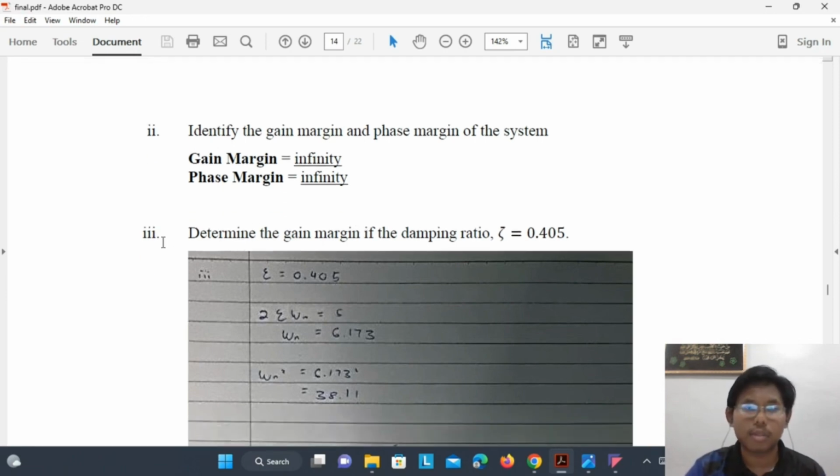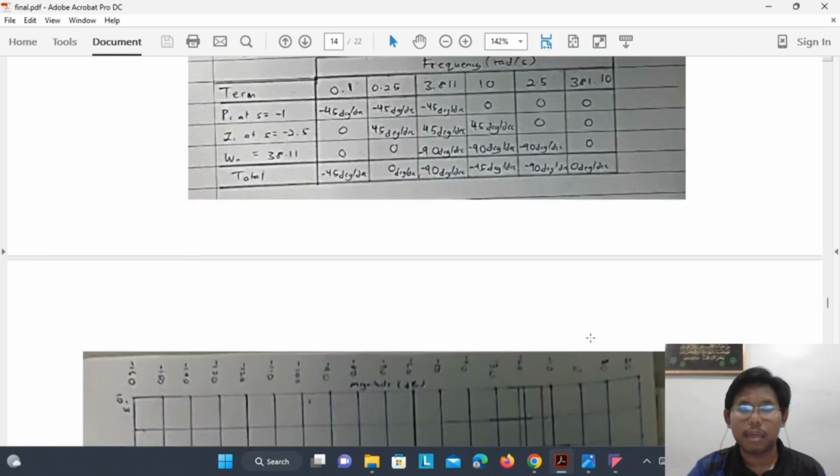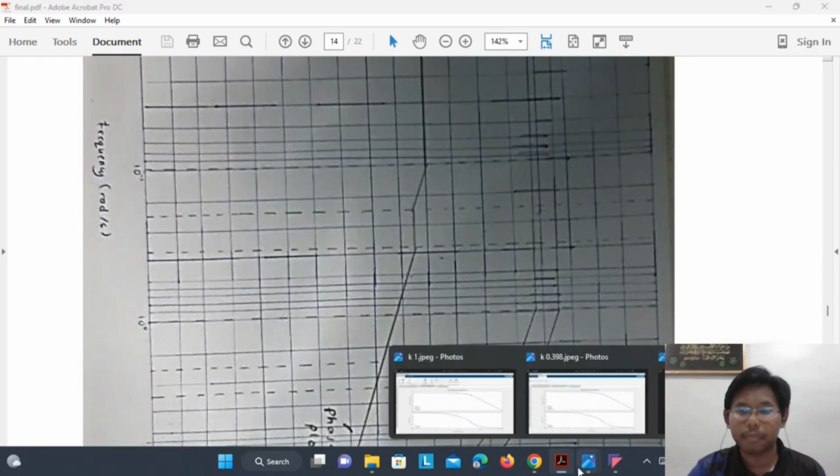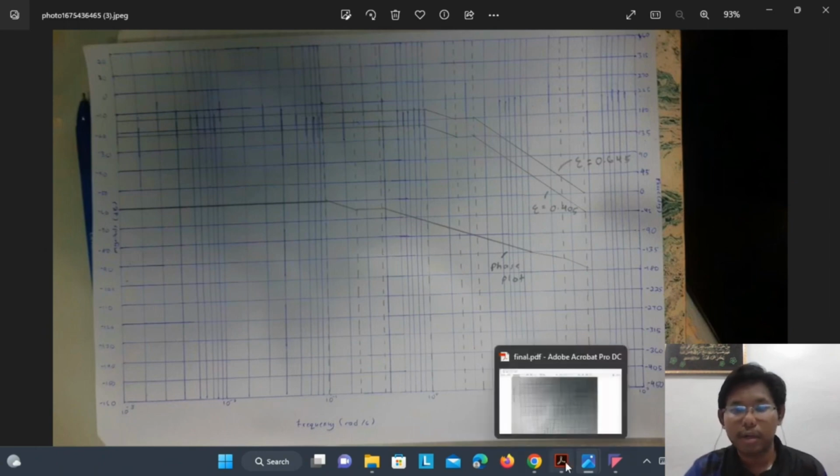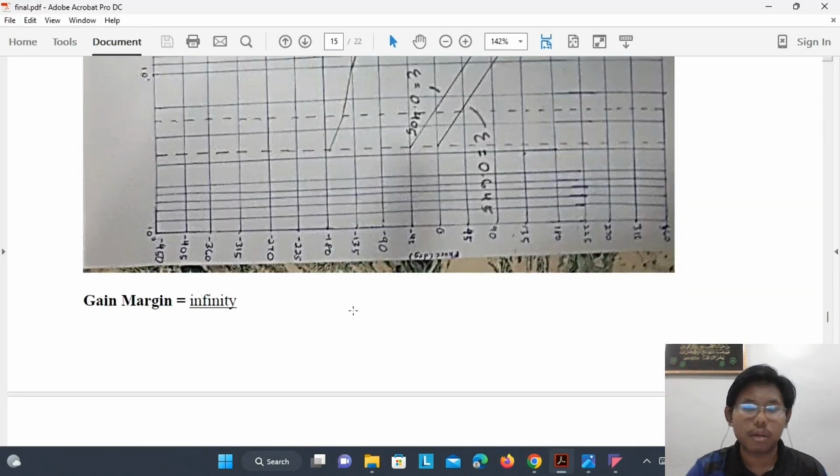And the next question, E3, we need to know the gain margin when the damping ratio is equal to 0.405. And from our Bode plot, the second line or the second Bode plot, damping ratio equal to 0.405, we know that the gain margin is also equal to infinity.